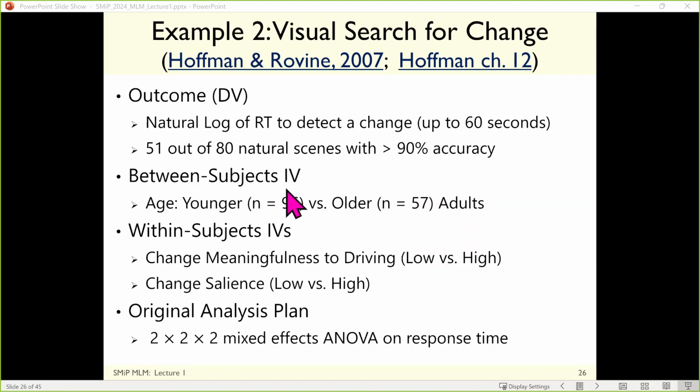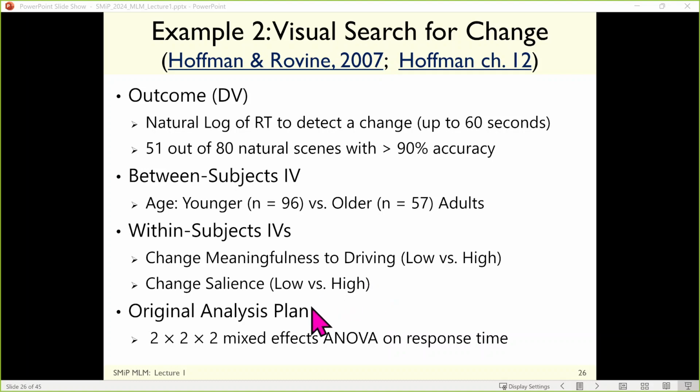We had two groups of people, and this is very common, at least in the era in which I was wearing my cognitive psychology hat. We had a younger group that was filled with undergraduates from our psychology pool, and then a sample of older adults, which was mainly retired faculty and their spouses. The within-person variables were how meaningful the change to the image was to driving. So was it something that you would normally be looking at, or was it something more peripheral and unimportant? And then how salient the change was. This was measured in terms of like numbers of pixels changed. It was a more computational approach.